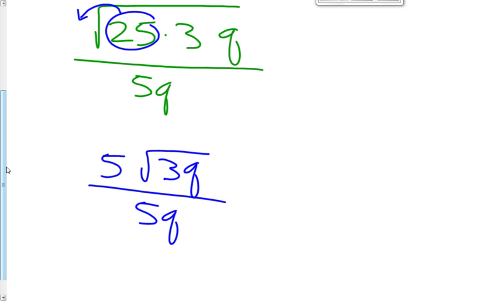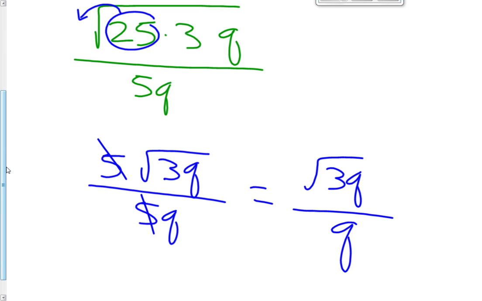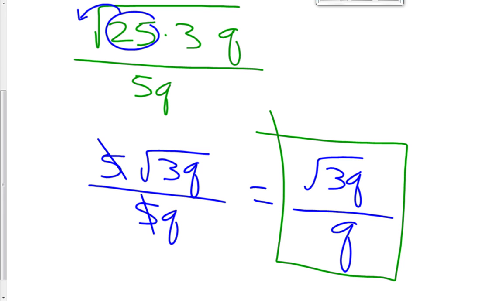So I'm going to reduce top to bottom again. 5 divided by 5 is 1. So I am left with the square root of 3q in the numerator and q all by itself in the denominator. Once again, you can't divide q by q in this case because in the numerator it's underneath the radical, whereas in the denominator it's not underneath the radical. So make sure you don't reduce those. Square root 3q divided by q is our answer.